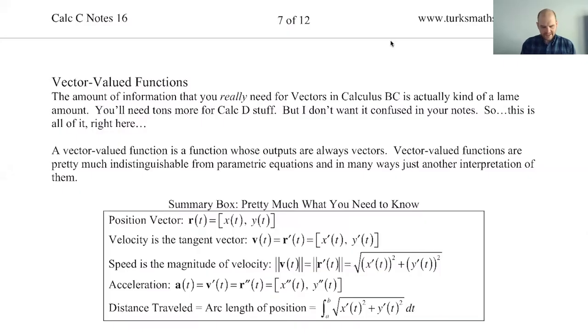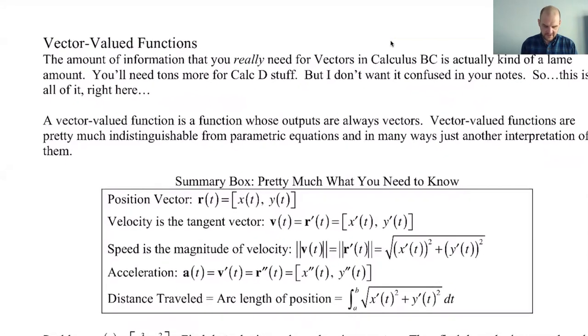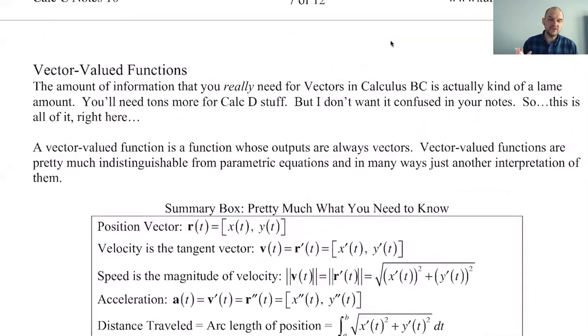All right, we're back. We're on page 8 of note 16 of Calc C. We're talking about parametrics, and we've talked all about various derivatives that you can have. We've talked about concavity, arc length, things like that. We solved some problems. Now what we want to talk about is vector valued functions, but strictly from an AP Calculus BC approach.